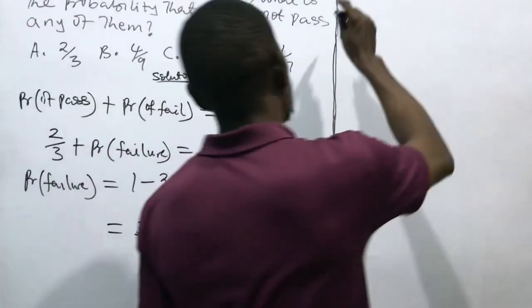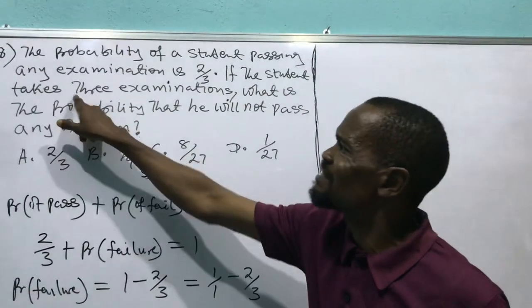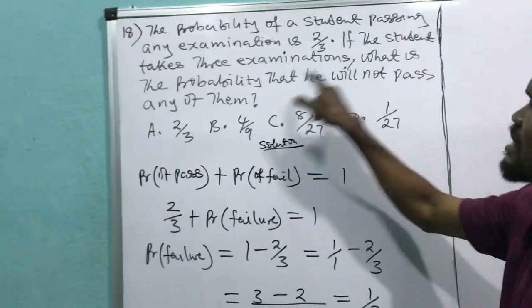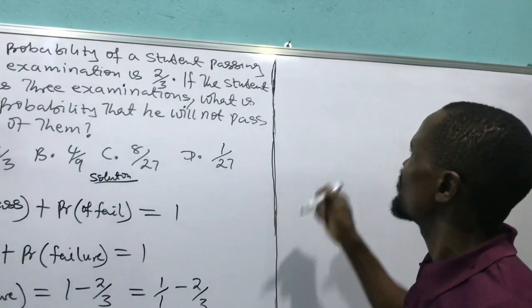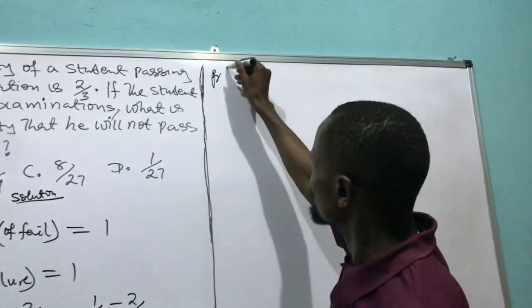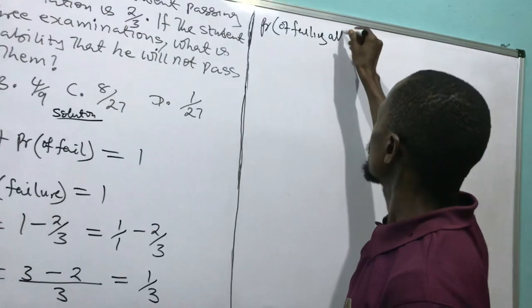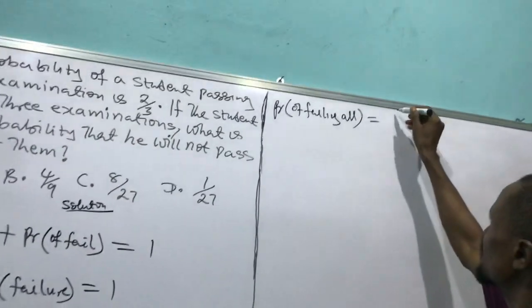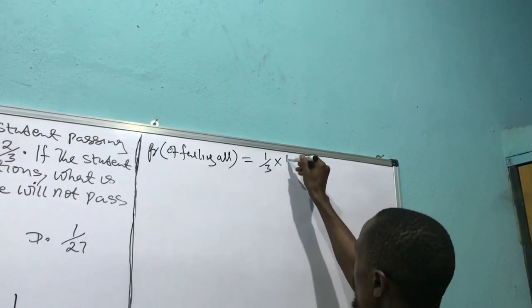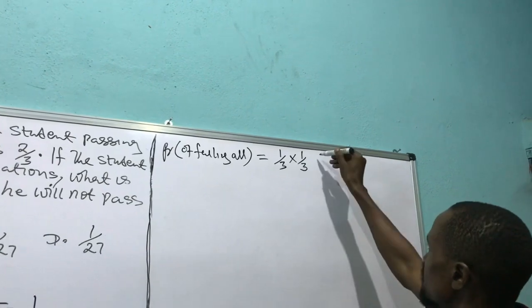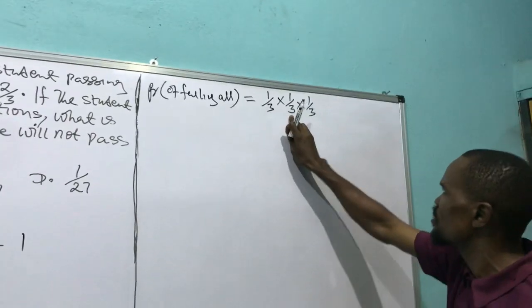Now, what is asked is, look at the question: if the student takes 3 examinations, what is the probability that he will not pass any of them? For him not to pass any of them, the probability of failing all is 1 over 3 as he failed the first, times 1 over 3 that he failed the second, times 1 over 3, meaning he failed all 3 of them.